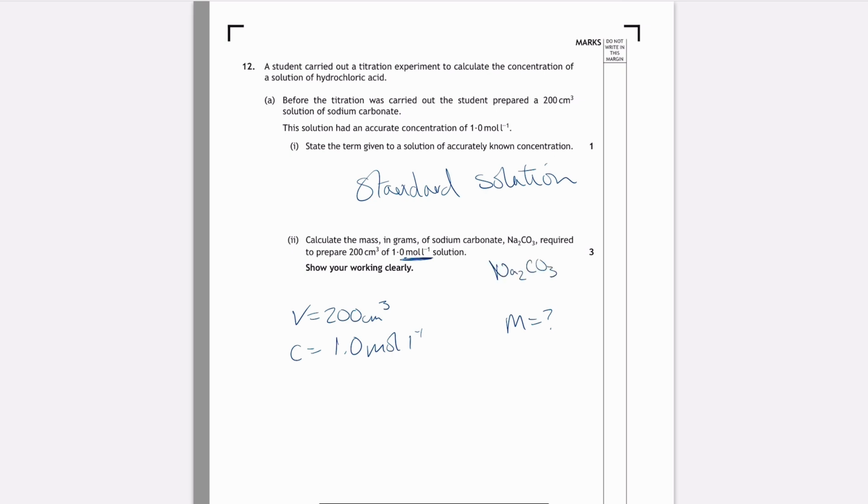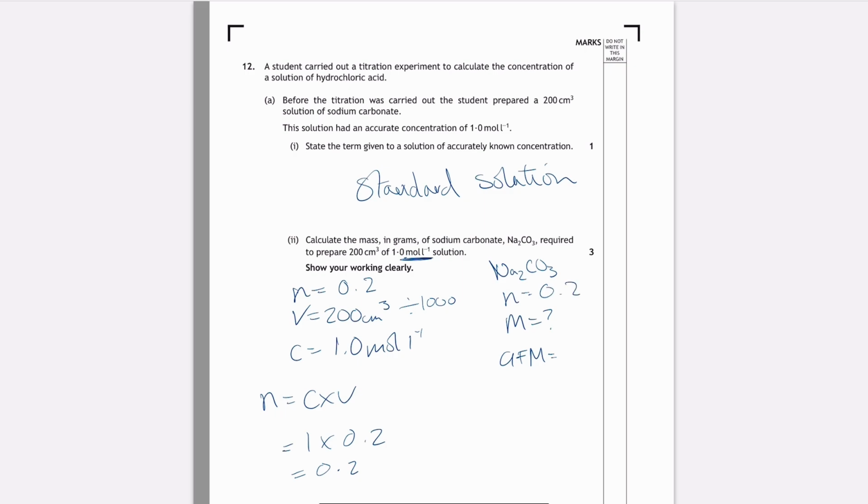So we have volume and concentration. How do we get to a mass? Well, the one thing that links those two things is a number of moles, because we've got the n = m/GFM relationship and we also have the n = CV relationship. So we start off by working out the number of moles first of all, so that's C times V. Just don't forget to change your volume into litres, so divide it by 1,000, so that'd be 1 times 0.2. Not very difficult maths, that's quite easy.